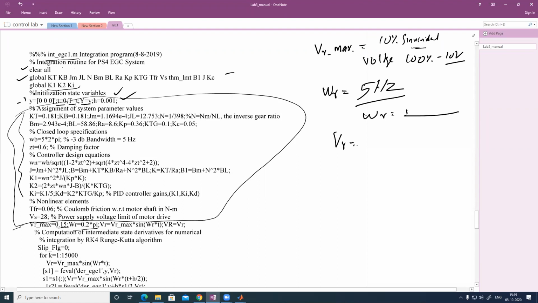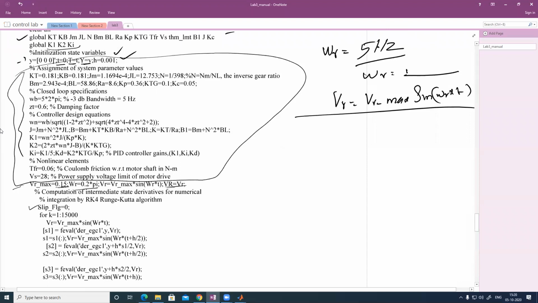And VR is equal to Vm sin omega t. VR max sin omega t. V is equal to Vm sin omega t. That equation we are taking here, and capital VR is equal to the small VR. Now we are setting the flag. This flag is not used here. The flag is for some other purpose, for the lab that you are doing next week or the week after.